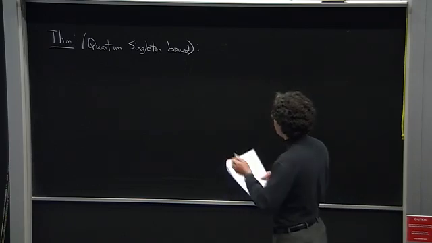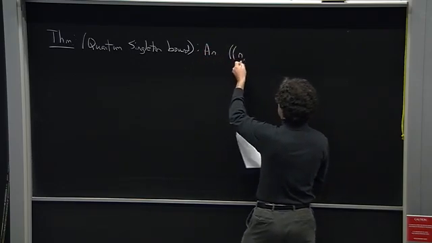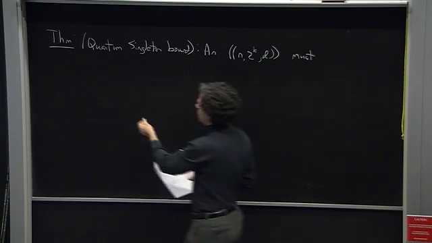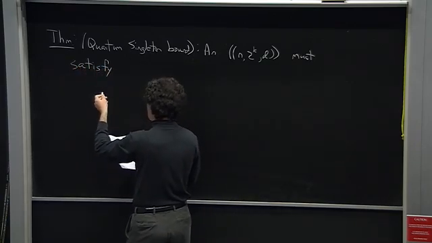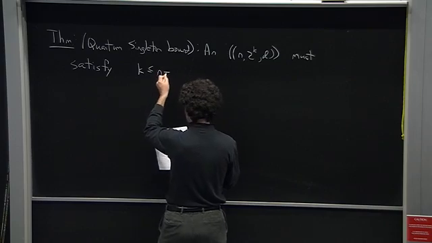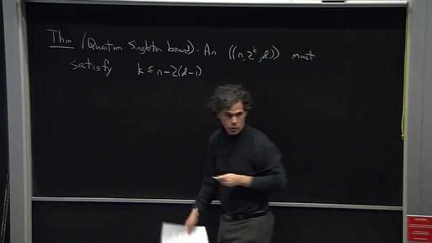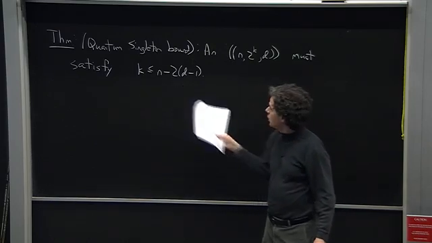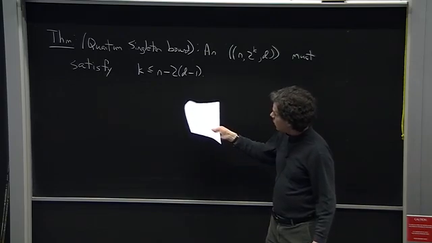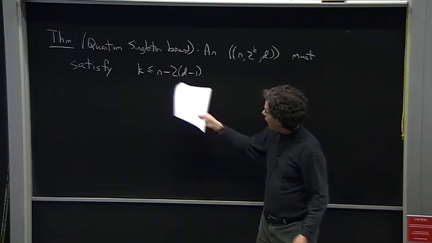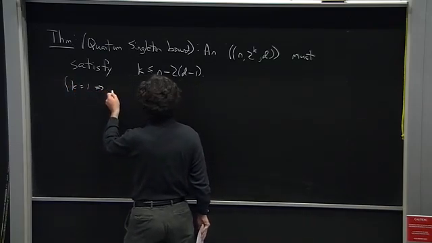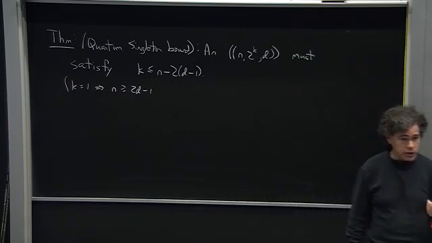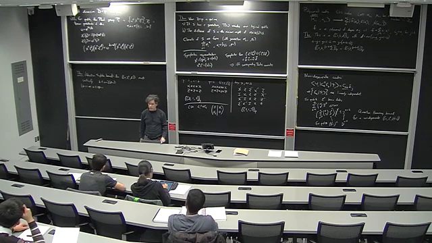And so what the quantum singleton bound says is that an n, 2 to the k, d code must satisfy the following inequality. k is less than or equal to n minus 2 times d minus 1. Okay? And so in particular, the special case of k equals 1 tells you that n has to be greater than or equal to 2d minus 1. And so if you want d to be equal to 3, n has to be greater than or equal to 5. This immediately proves that the 5 qubit code will be the best.